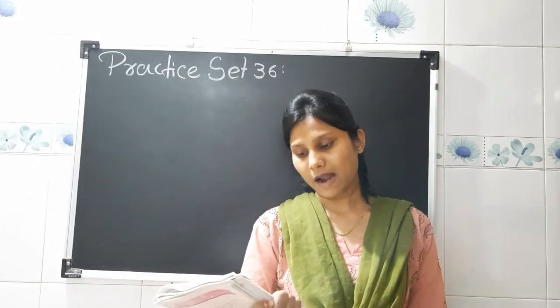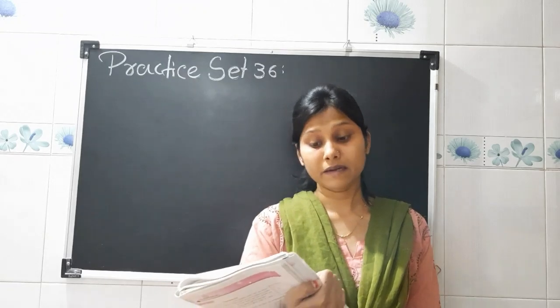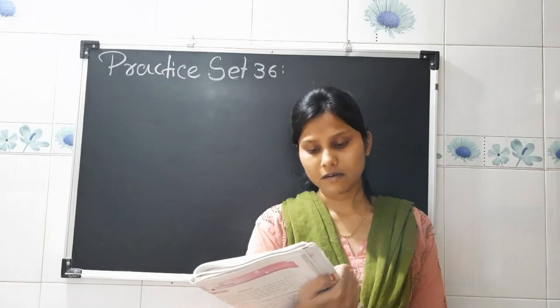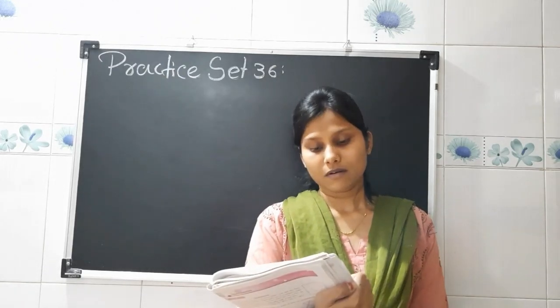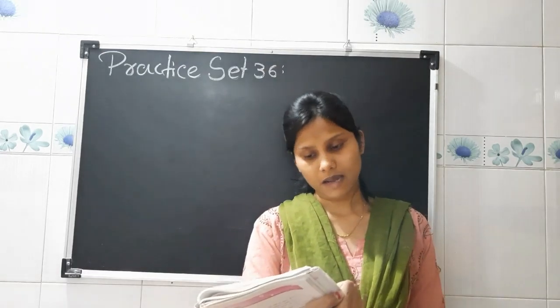You can see that one angle is of 90 degrees. So it is a right angle triangle. So triangle PQR is a right angle triangle.